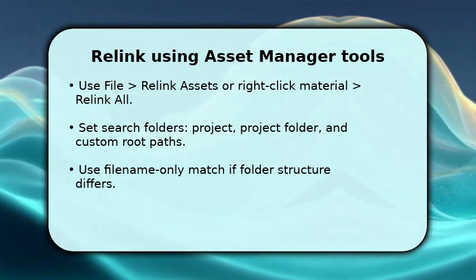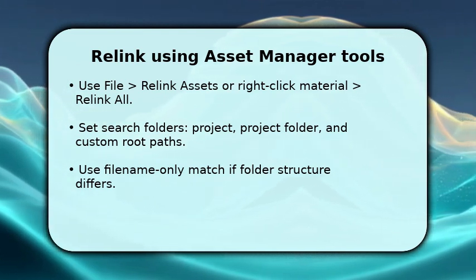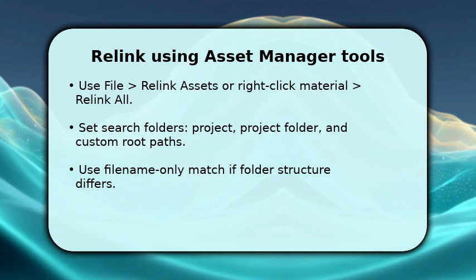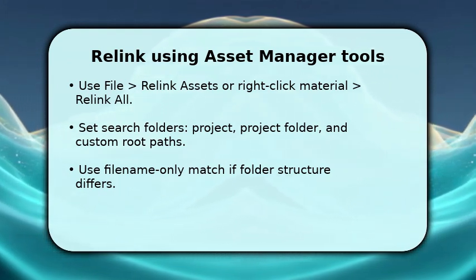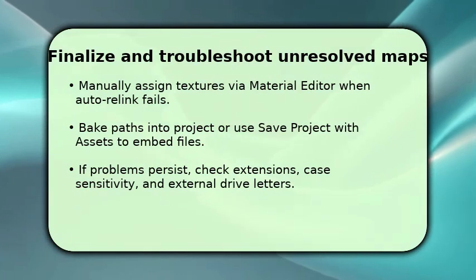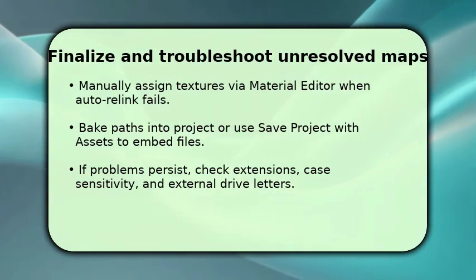You should monitor the console for warnings and preview a material to confirm texture maps display correctly. If some maps remain unresolved, switch to manual relink for individual materials. Finish by checking every material in the material editor and confirming diffuse, roughness, bump, and opacity maps load.